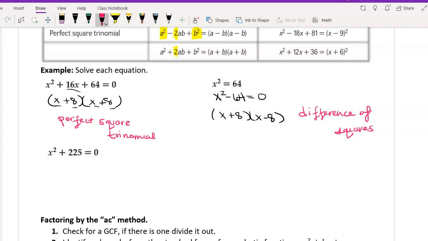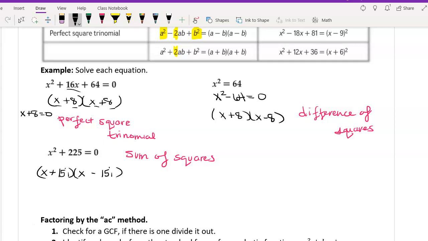So what do you think this last one's going to be, just by process of elimination? It is, in fact, a sum of squares. I have a perfect square here and a perfect square here. I take the square root of each. X plus, x minus, 15i, 15i. And that's it. Oh, well, we factored them. We didn't actually solve.